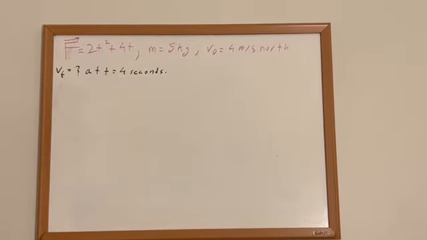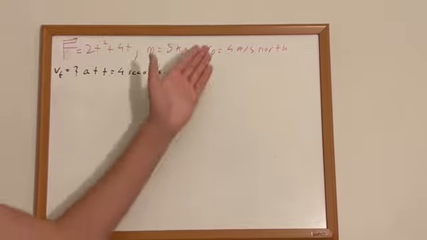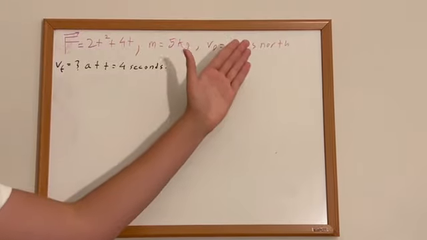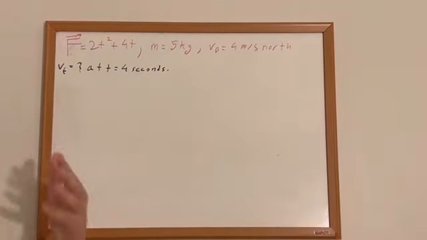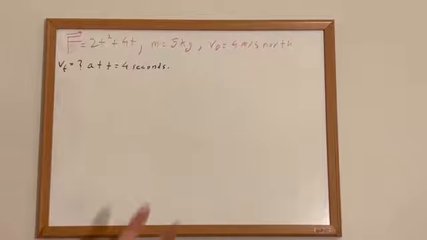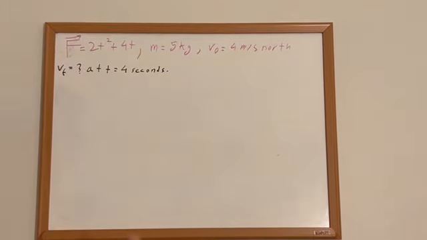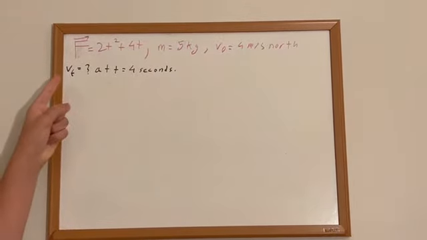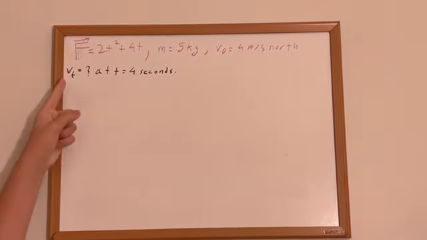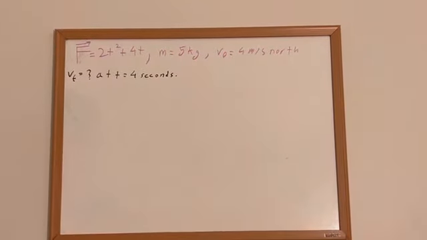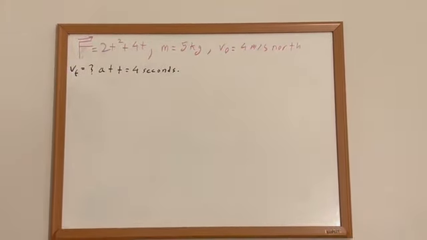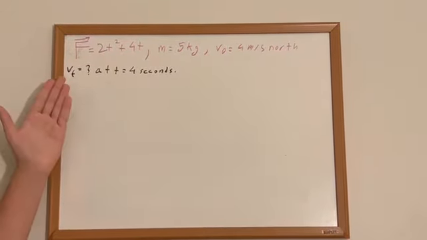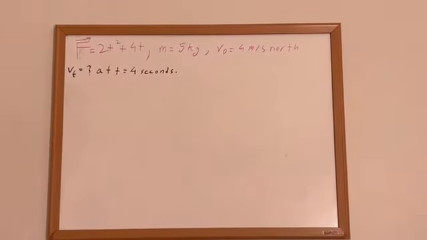The mass of the object is also given as 5 kilograms, and v0, the initial velocity, is 4 meters per second north. Velocity is a vector, which means it has a magnitude, 4, and a direction, north. Our objective is to find the final velocity, vf, at t equals 4 seconds. So our answer should be a finite value, not a function, because we want to evaluate the final velocity function at a given time.